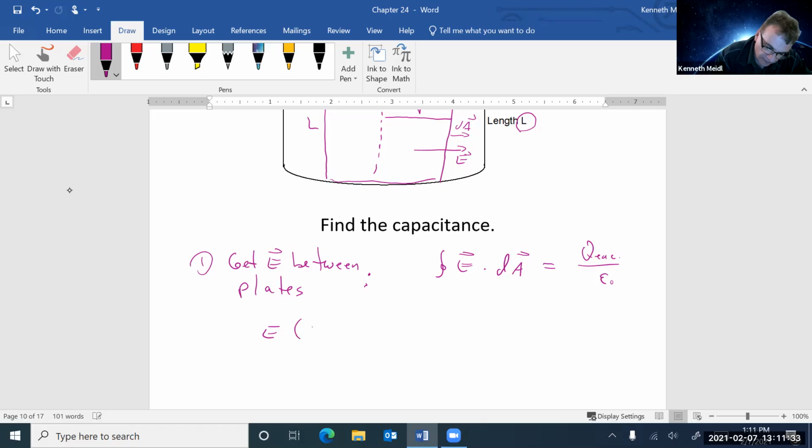And so its area is 2 pi r. So that's the area of the circle times the length. And I'm going to make my Gaussian the total length of the capacitor. That way I get all of the charge. I get plus Q kind of inside of there.